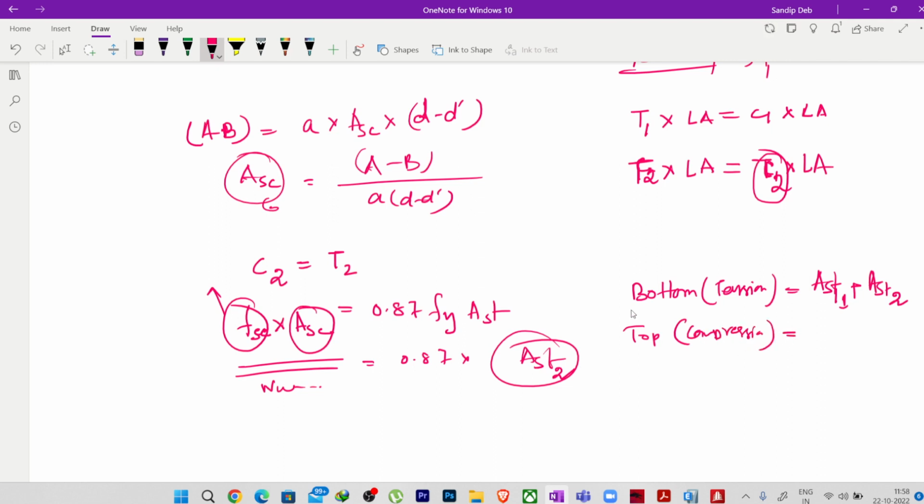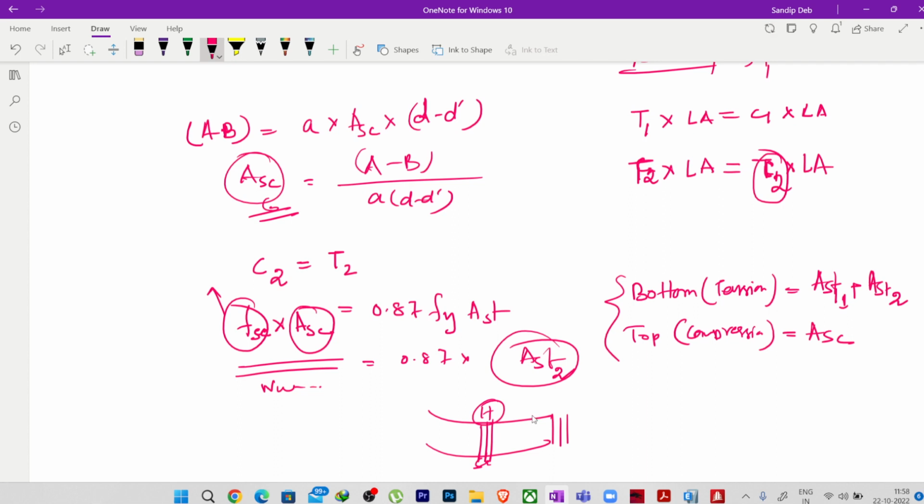Already concrete is providing compression C1, and to create the additional moment, we are providing Asc, which we have calculated here. Okay, now I have explained this when suppose here we have sagging and here we have hogging. So for the mid span it is applicable. What about the end span?